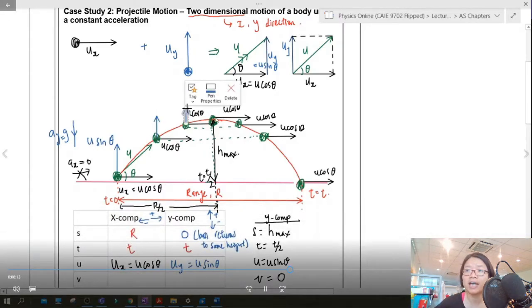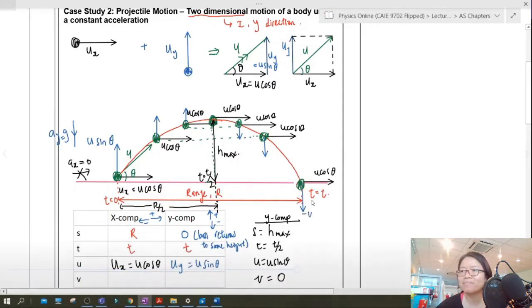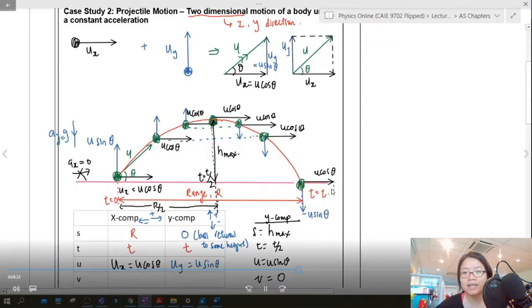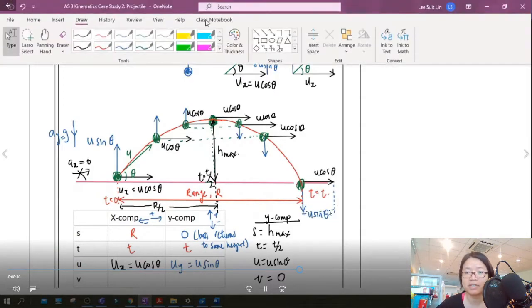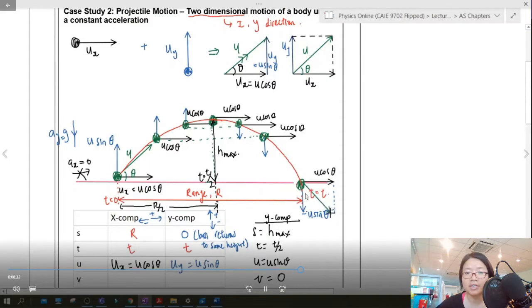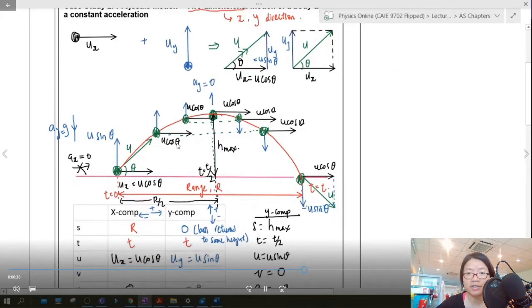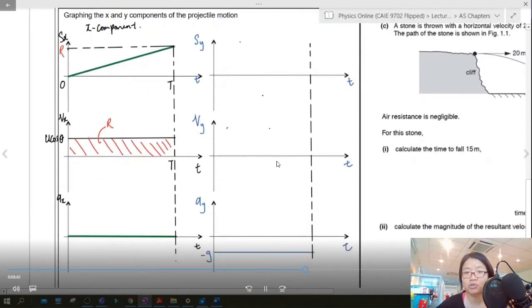And then eventually at this position here, your velocity is zero. And then it will speed up. So all these arrows will be longer and longer in the opposite direction, as seen inside the GIF, the simulation. Okay, so here T is equal to T. And if you recombine the horizontal and vertical component, you will get a vector U. This vector will be the same as this one. Okay, and all these vectors, the resultant, is tangential to the path.